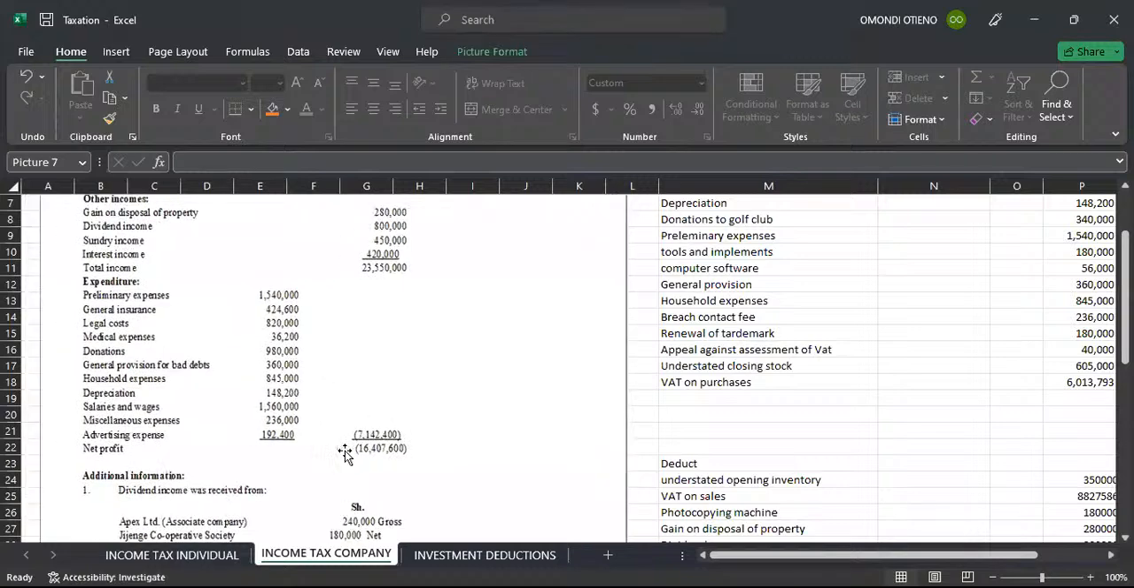Upper is 16,407. 16,407 ni ngapi? Mayom, get me the value here. 16,407,600. Is it a positive or a negative? That is this figure minus this. Gross profit or total income minus total expenses. Ni positive ama negative?